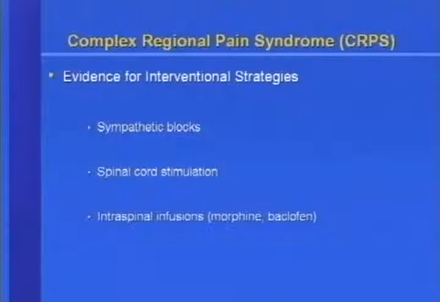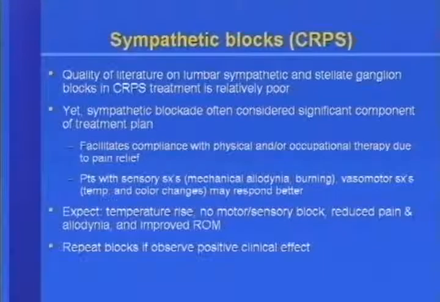Well, there are 3 typical injections we use: sympathetic blocks, spinal cord stimulation, and those intraspinal pain pumps, using baclofen or morphine. Sympathetic blocks are used frequently to try to help treat this disease process. And the quality of the literature on this is relatively weak.